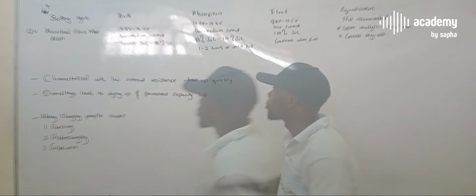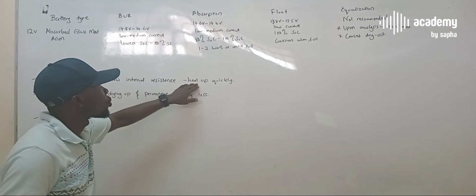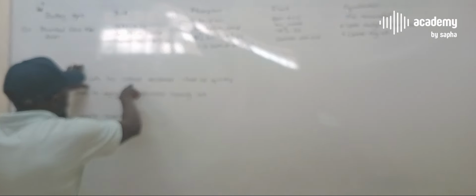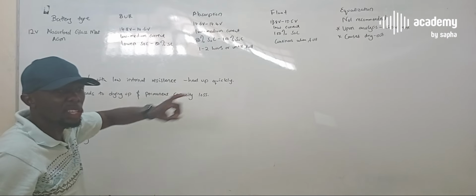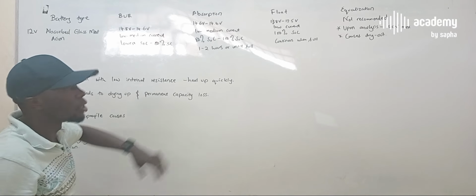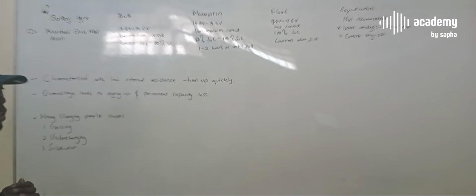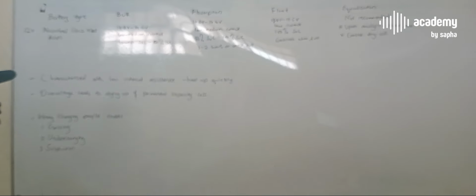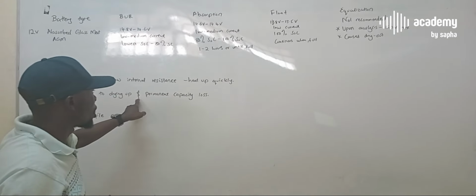The equalization part aside, these batteries are characterized by low internal resistance, hence they heat up quickly. Because of the low internal resistance, if you push very high voltages and currents, they heat up very quickly, and you risk losing the battery within the shortest time. They are sensitive to high voltages and currents, so always take that into account. If you push more voltage than it can handle, you risk losing it within a short period without knowing what's happening. Number two, overvoltage leads to drying up and permanent capacity loss.